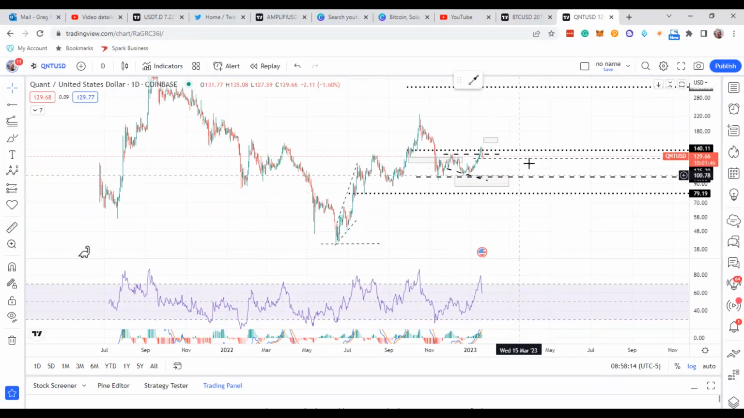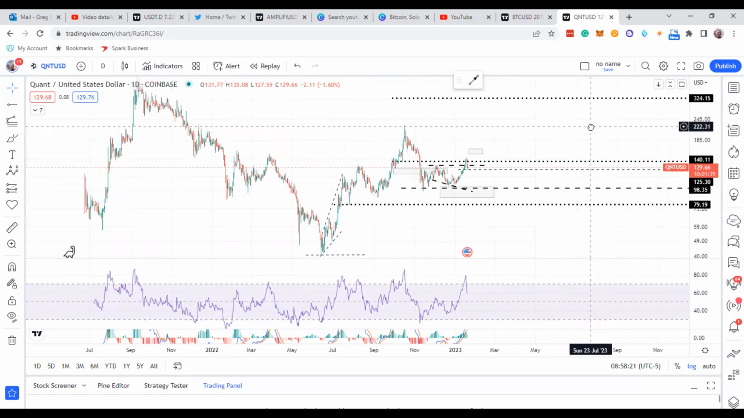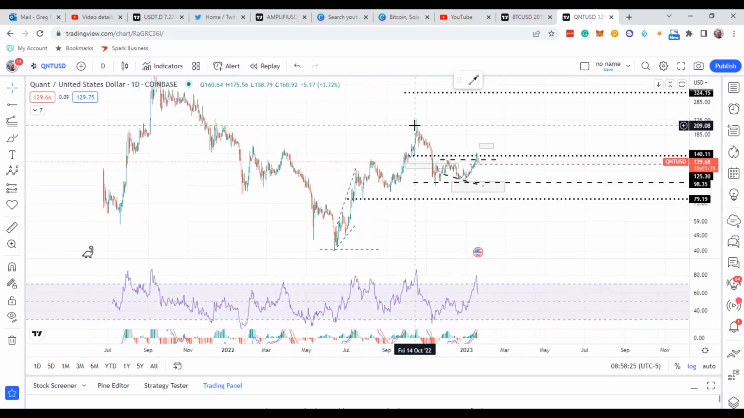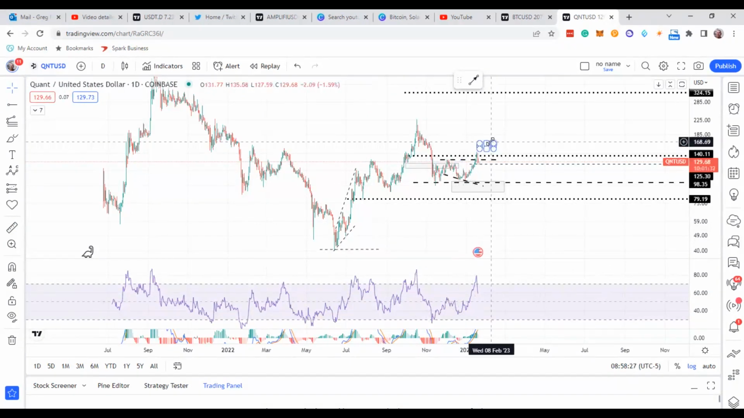And then for 2023, this will be the area for Quant. Like I said, 2023 Quant should be between $300 and $400 and maybe even higher than that, especially with this nice move it made over here. There's going to be a little bit more of a patient waiting game.